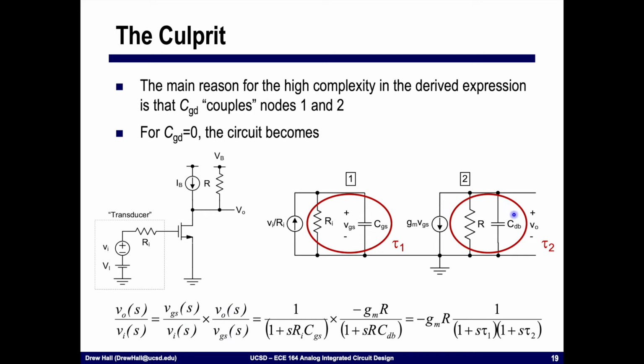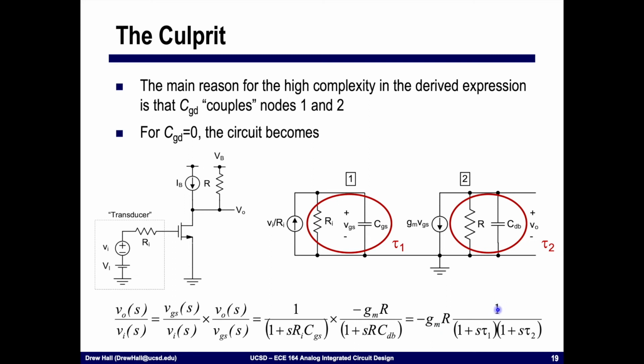It's just these two poles. The first one is a single pole response, so this is 1 divided by 1 plus S Ri CGS, times the gain that I get from this, minus GM times R, and the pole that I get from CdB at the output, 1 plus SR CdB. And so if I wanted to write this in terms of the time constants, this is the DC gain.